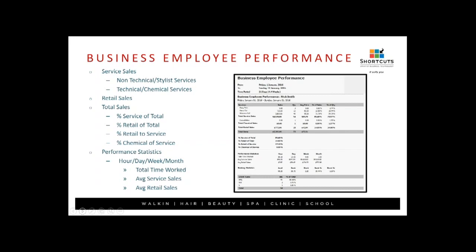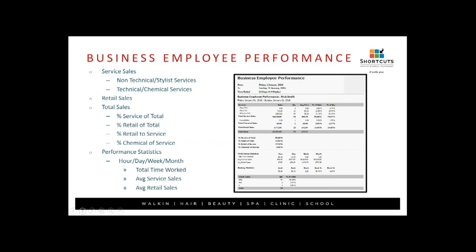So it breaks it down with the hour, the day, the week, and the month. And it will show total time worked. It will show an average service sales, and it will show an average retail sales, again, per hour, per day, per week, and per month. And then it will give me some booking statistics, their availability and what they've booked, blocked out, their booking percentage and their block percentage. And then right down the bottom, it will then give me some tags.